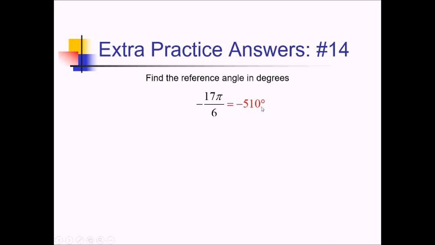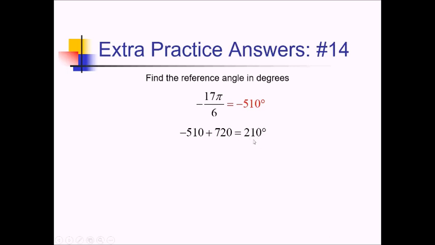So now, in order to get something that makes sense out of this, I'm going to start adding 360s until I get a number between 0 and 360. So we have negative 510, and I'm going to add 720, actually. I know I'm going to have to add 360 twice in order to get that to be positive. So that ends up being, let me think here, 210 degrees.